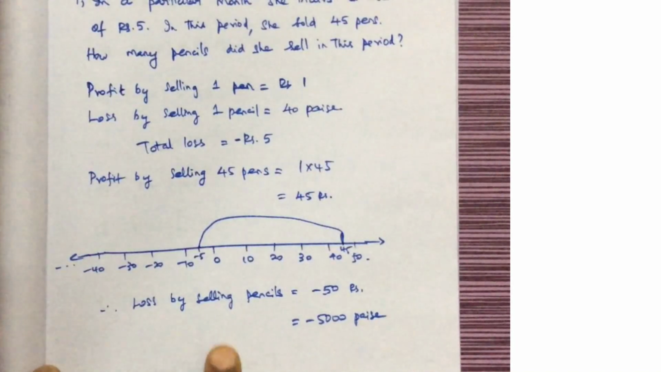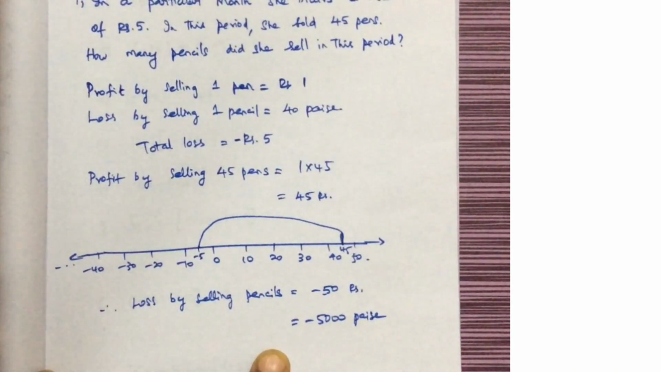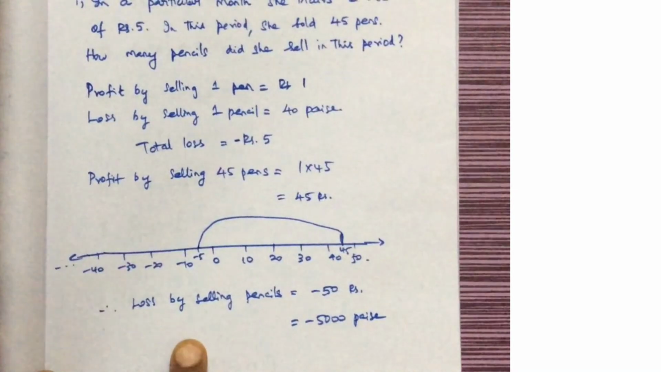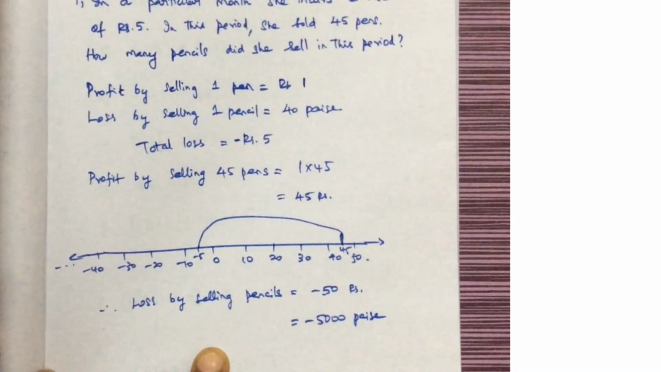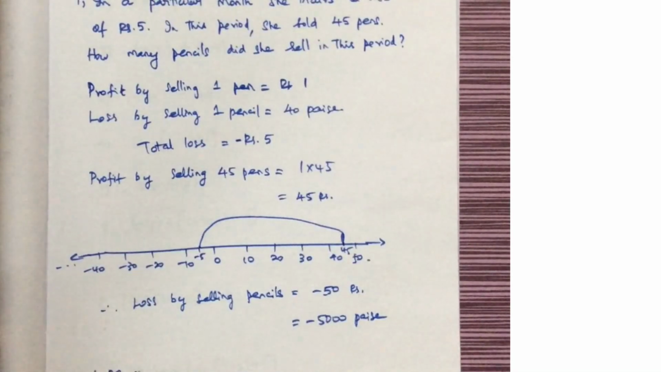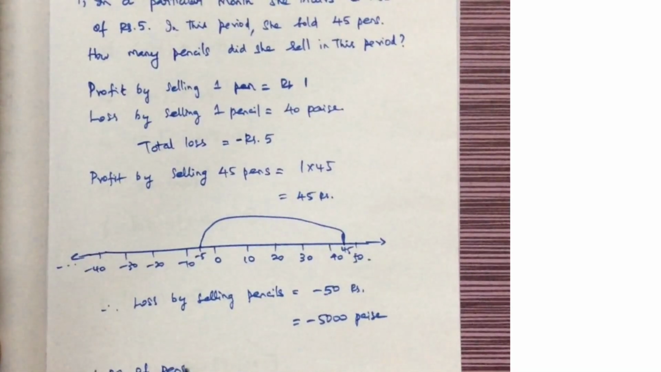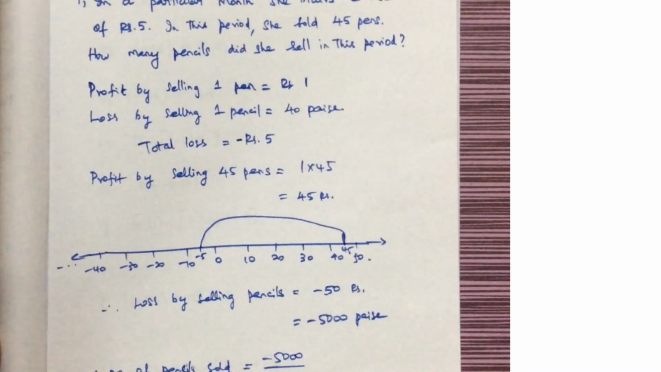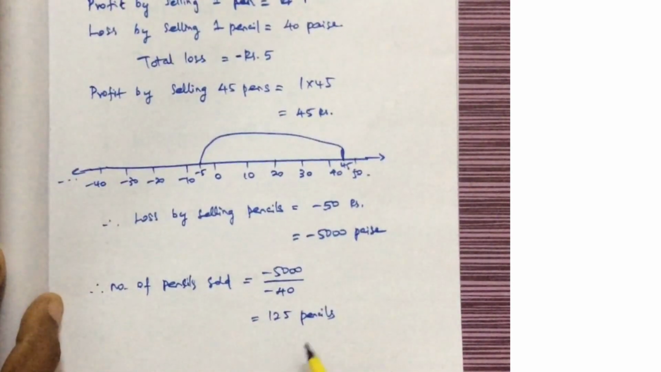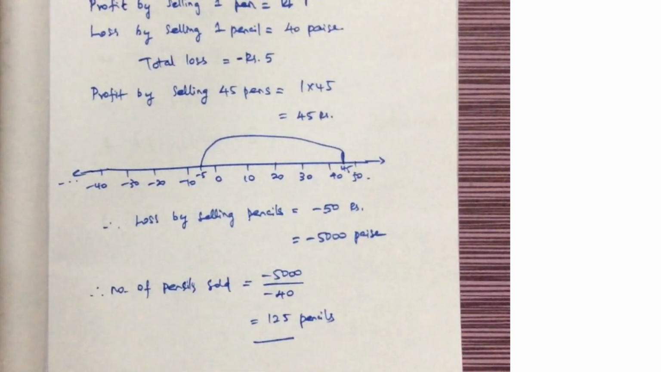Now we have to find how many pencils. For each pencil, she is losing 40 paise. Therefore, the number of pencils sold is equal to minus 5000 divided by minus 40, that is equal to, the answer is 125 pencils.